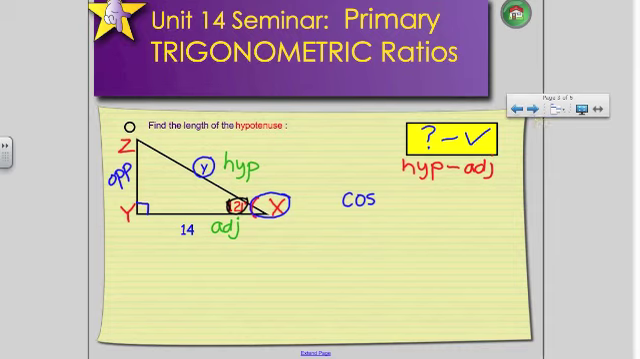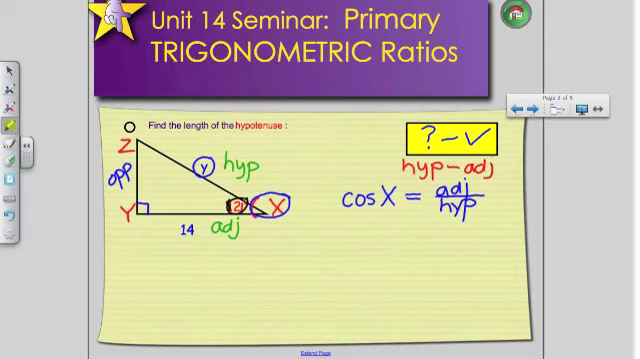So first you're going to state the formula. The cosine of my starting point is equal to my adjacent over my hypotenuse. Now before we continue, we're going to just double check one thing. There should only be one unknown in this entire formula. So my one unknown is my hypotenuse.